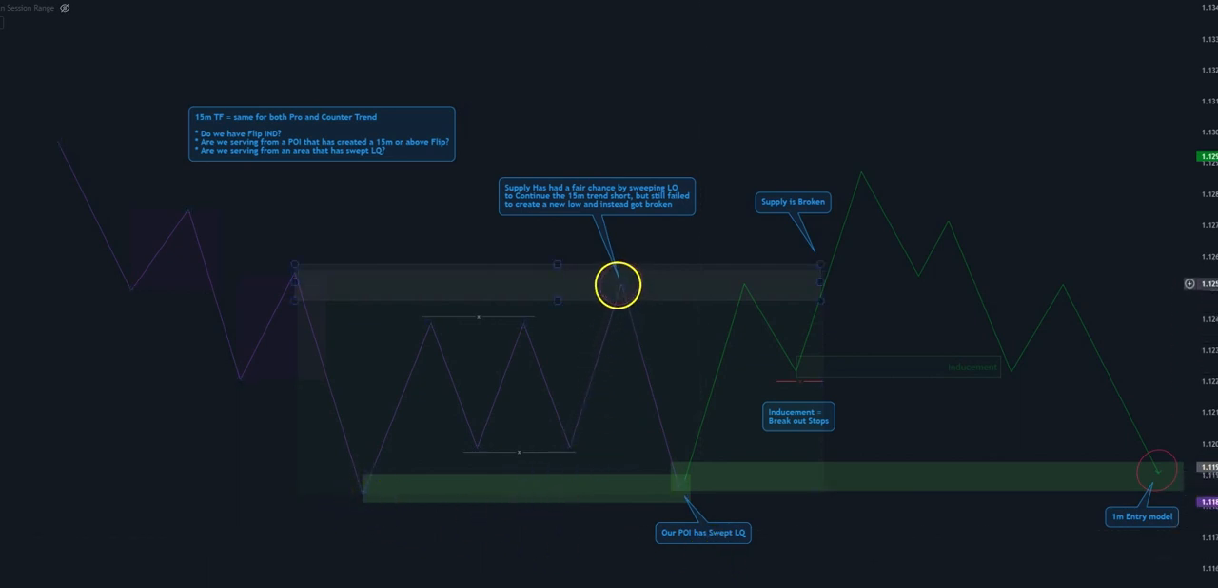Right? So it sweeps liquidity, it's got a fair chance by having the fuel to do so, and still fails to create a new low. And demand holds. Now what's happened is demand has actually swept liquidity, mitigated some demand order flow, mitigated our pro trend range, mitigated our counter trend strong point of interest, come back up, tested supply, supply is still failing, and actually breaks supply, okay, and has a flip.